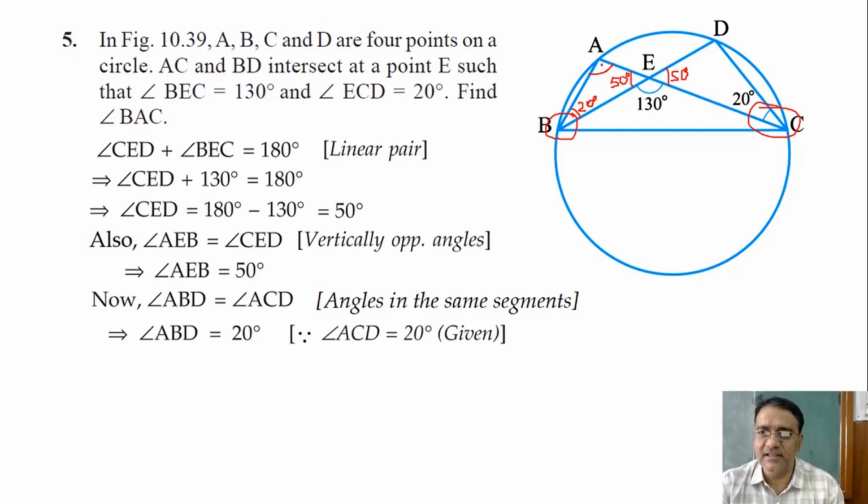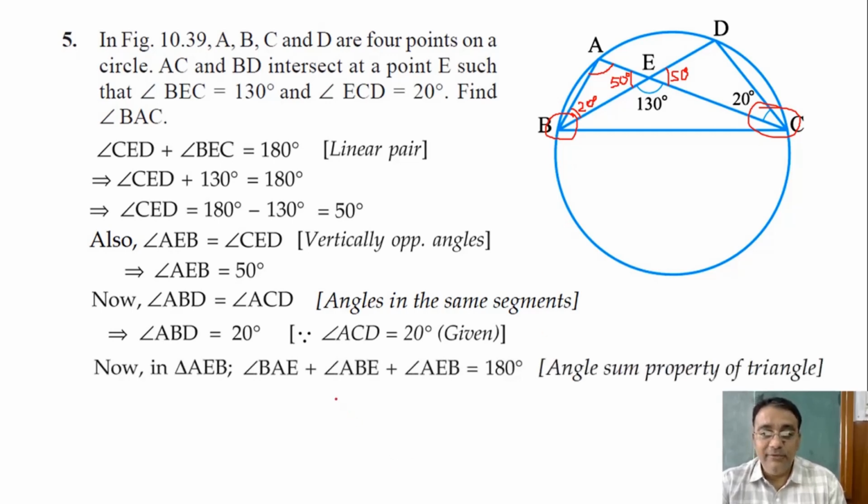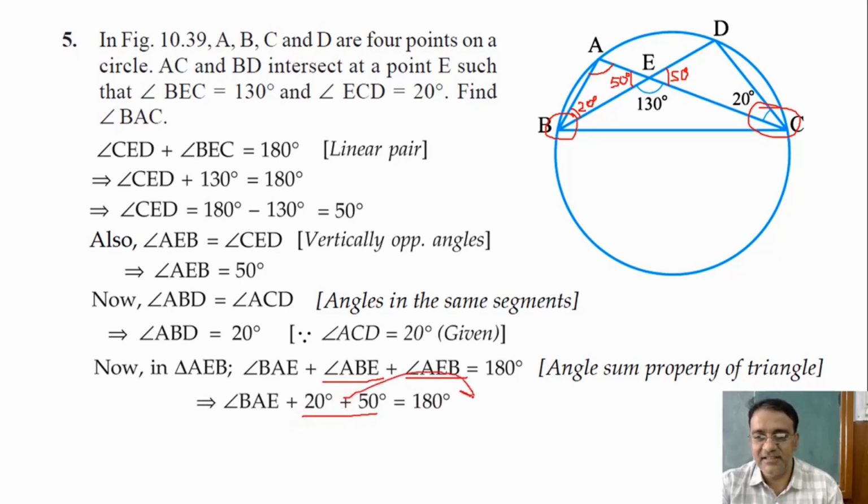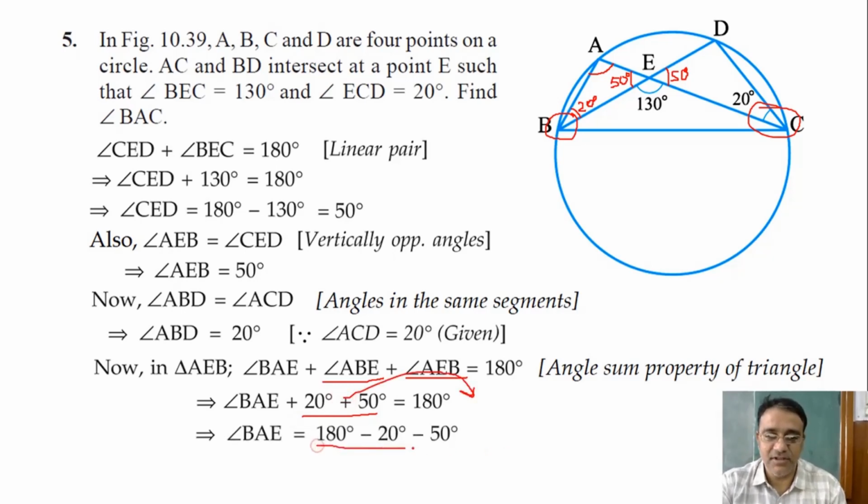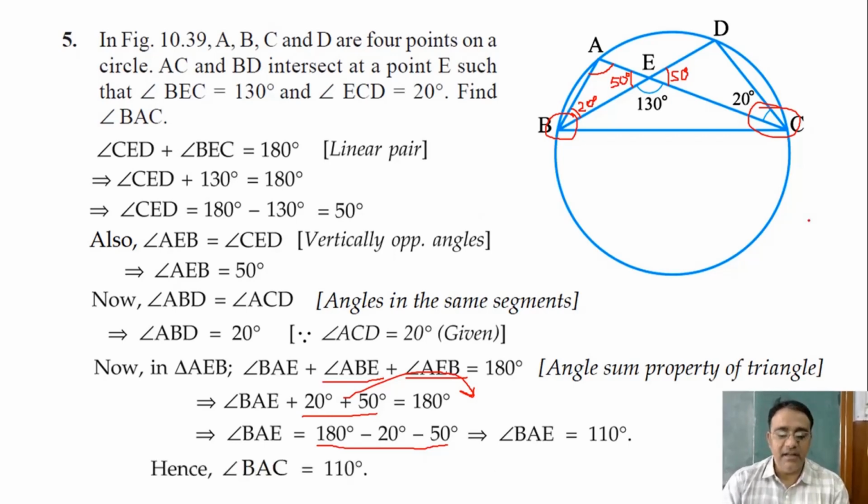Now in this triangle, the sum of these three angles is equal to 180 degrees by using the angle sum property of triangle. Now we'll substitute the value of this angle, 20 degrees, and this angle, 50 degrees. So 20 plus 50 is 70. Now shift to this side. After adding you can shift, or before also you can shift. This depends on you. If you subtract you will get 110 degrees. BAE or BAC are the same angles. So BAC is also equal to 110 degrees. Any doubt in this question?